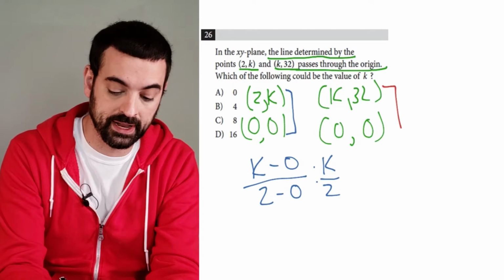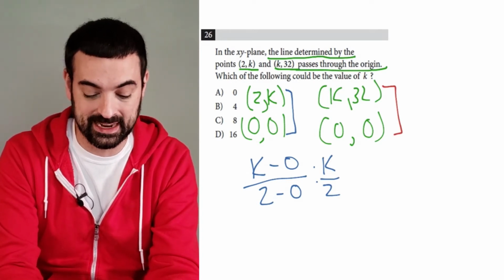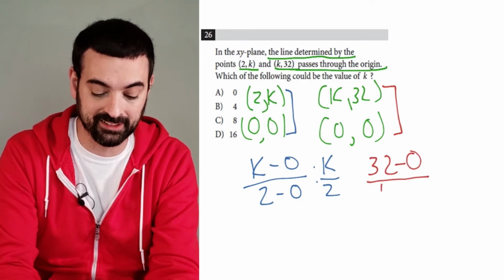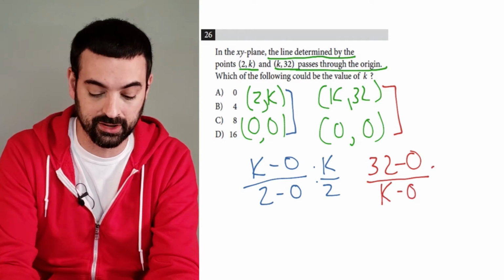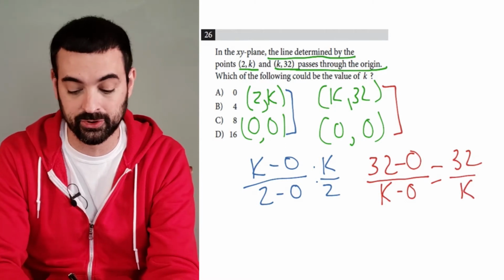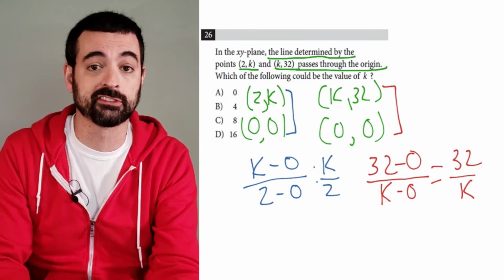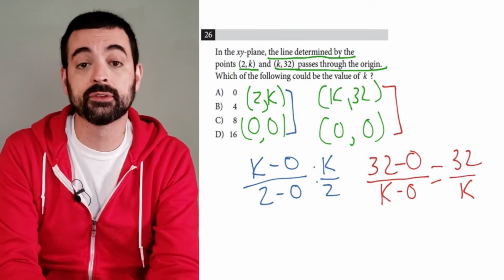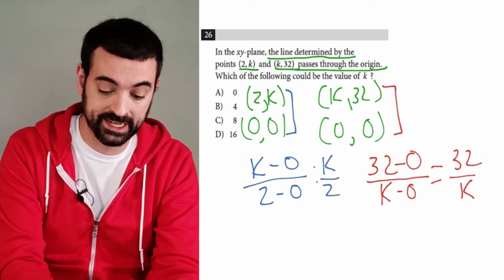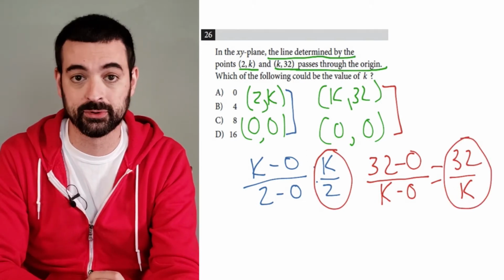The second ordered pair follows a very similar pattern. Change in y is 32 minus 0. Change in x is k minus 0. And the slope from this perspective is 32 over k. Remember, all of these ordered pairs are on the same line, so any finding of the slope using any pair of points would give us the same slope. It's fair to say that this slope is equal to this slope.